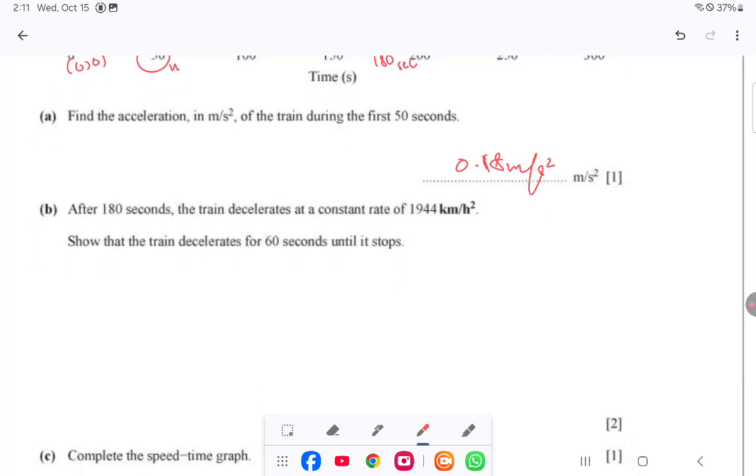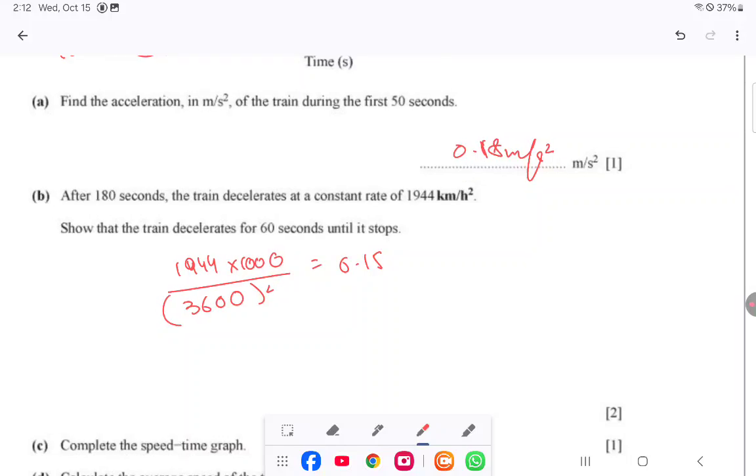First we have to convert the kilometer per hour square into seconds. 1944 multiplied by 1000 to convert it into meters, divided by 3600 to convert into per second square. It will give you the value of 0.15. This is our acceleration.